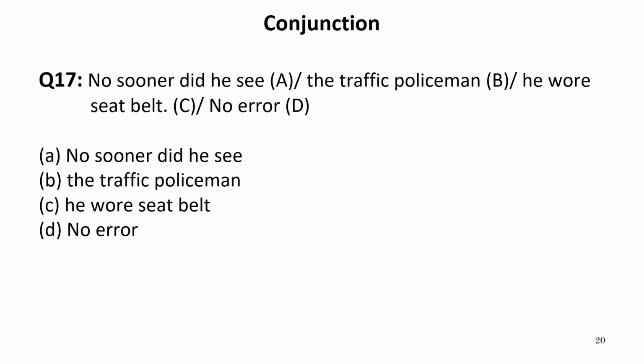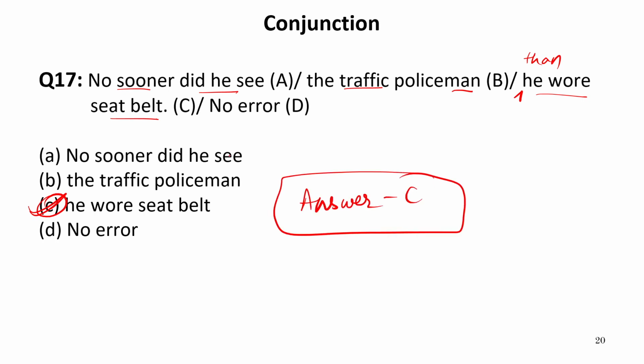The next one is, no sooner did he see the traffic policeman, he wore seat belt. Now we know well that after "no sooner" we have to use "then" in the other clause. So no sooner did he see the traffic policeman, then he wore the seat belt. So the error is in part C. So our answer is C. We have to add "then" before "he". Now let us move to the next one.